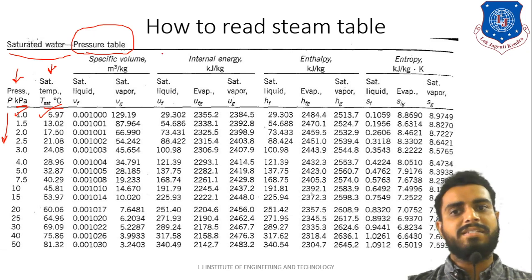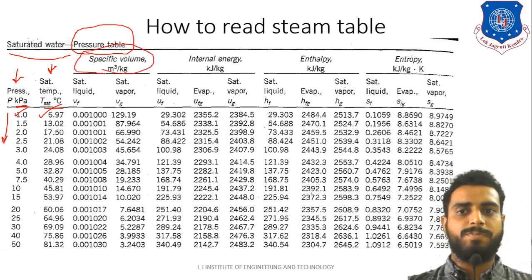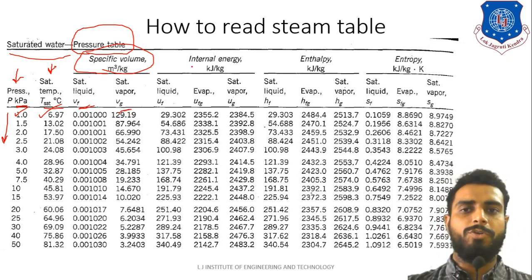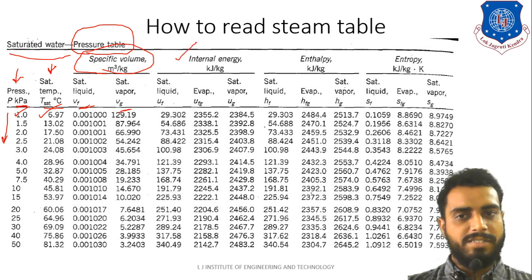Then next is specific volume. We are very well aware of the definition of specific volume, that is nothing but the volume per unit mass. So for liquid and for gas, both values are denoted, that is Vf and Vg. Further, if you recall, then internal energy is written over here.